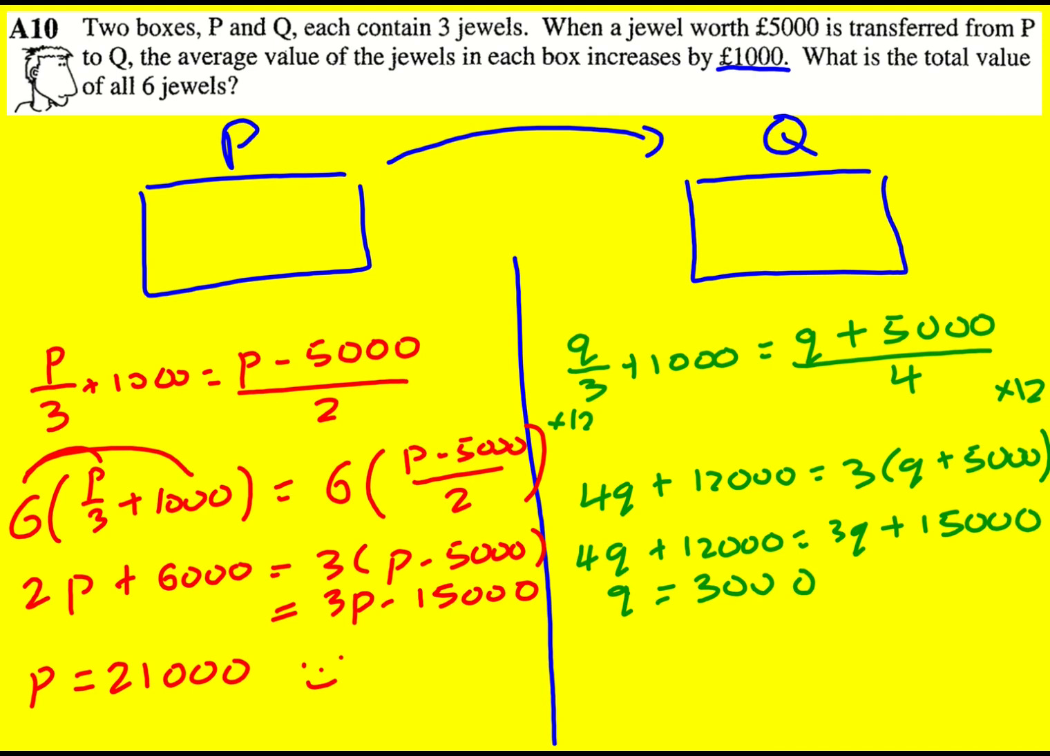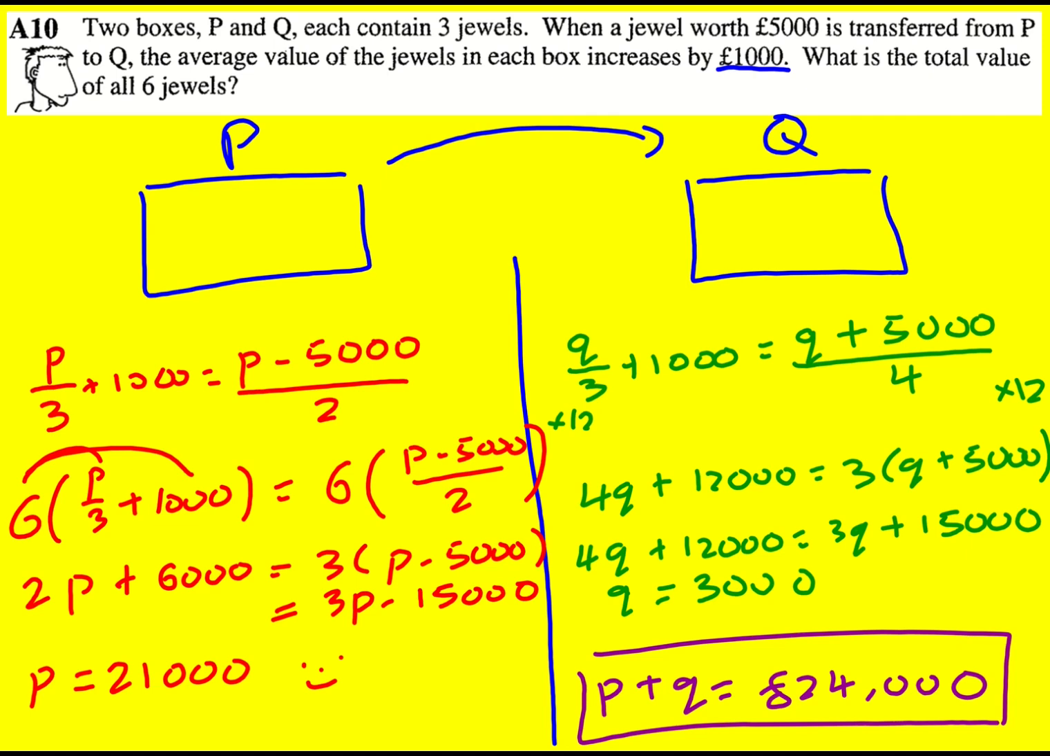Okay, so a lot less. And therefore, what's the total value of all 6 jewels? It's P plus Q, which gives £24,000. Well done.